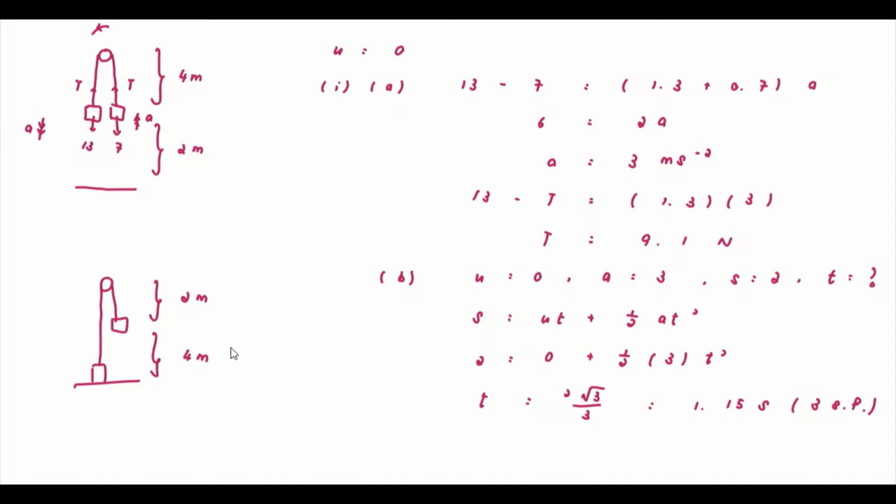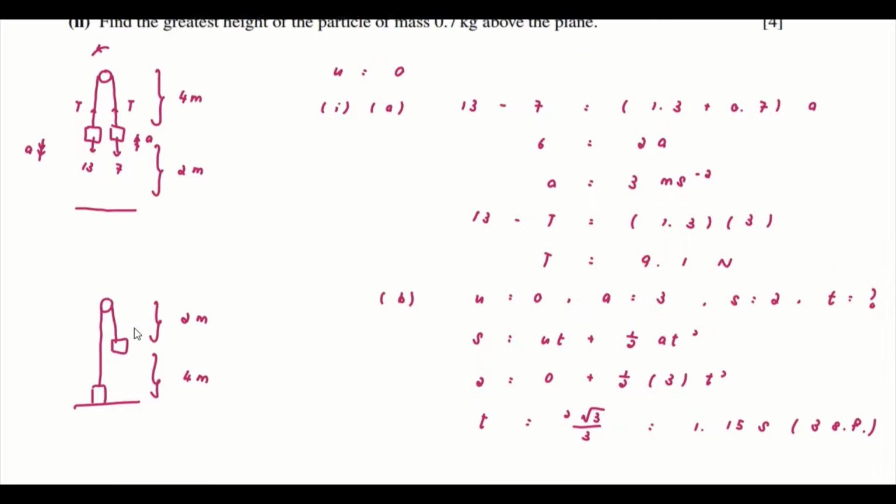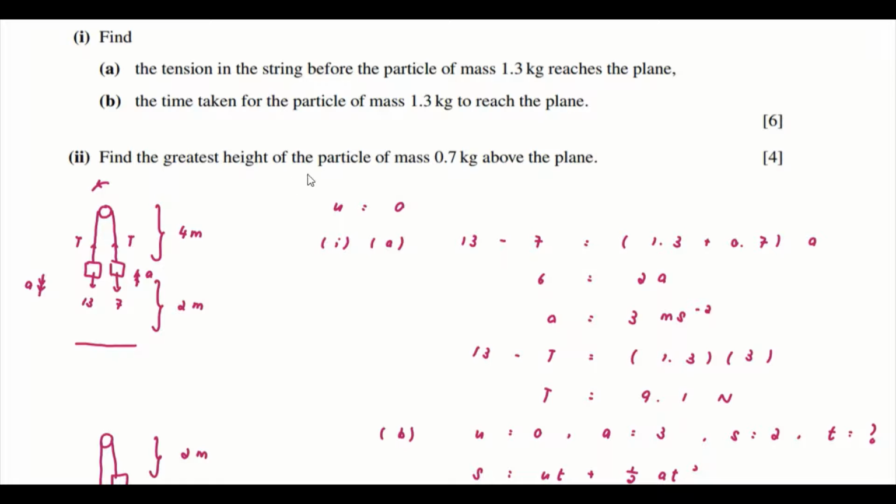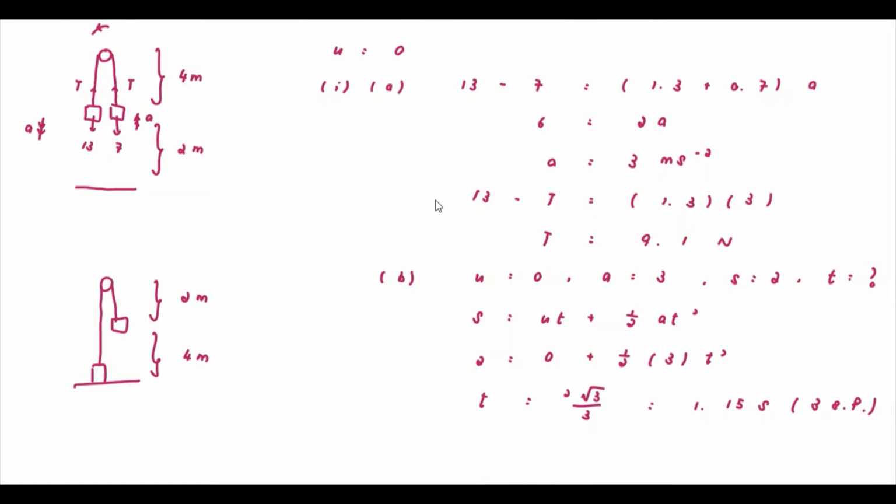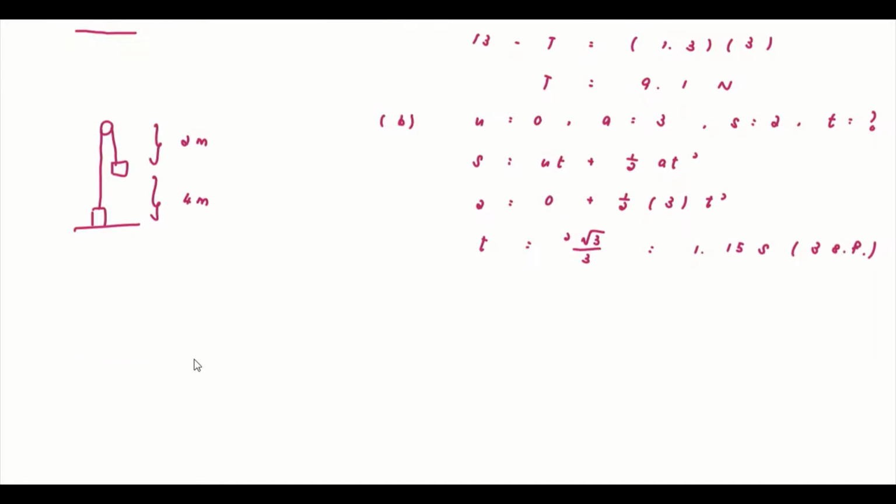So if let's say you don't understand the idea of the third stage, then what you will tend to do is your answer will be just 2 meter, because this is how much it moves up. So the greatest height for the particle of mass 0.7 kg is basically 4 meter. But that's not correct, because we know that the final velocity for this particle is not equal to 0 yet. So that's not the maximum height.